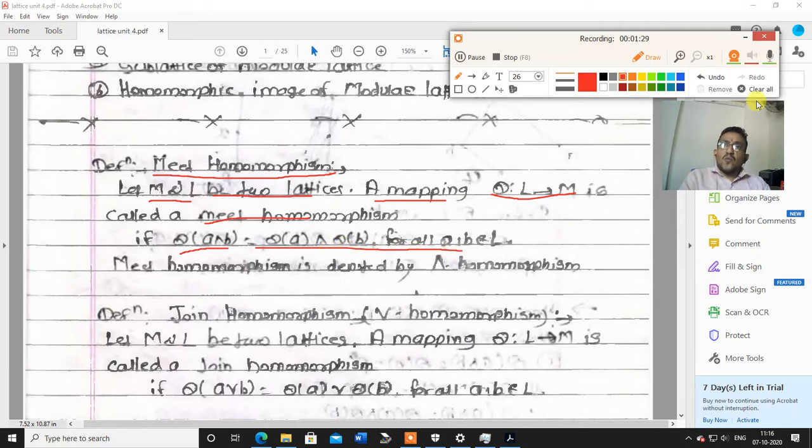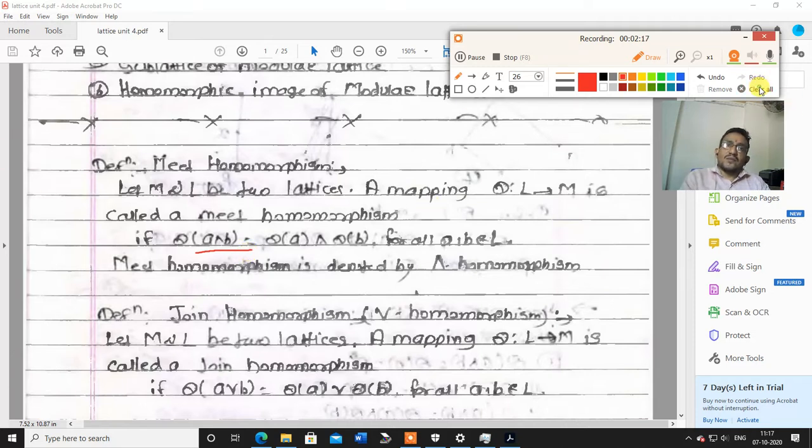We define a function theta from L to M. This function is called a mate homomorphism if theta of A mate B is equal to theta of A mate theta of B. It means the image of A mate B under the mapping theta is nothing but the mate of their images. The image of the mate of two elements is the mate of their images. This is important here.